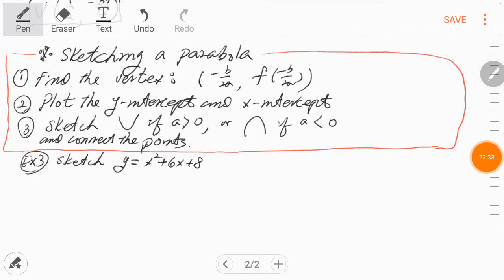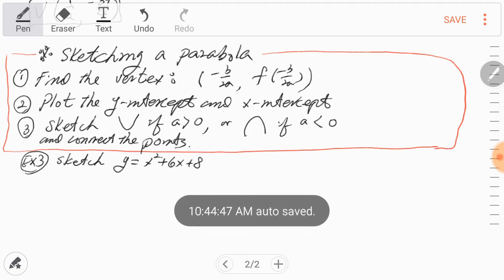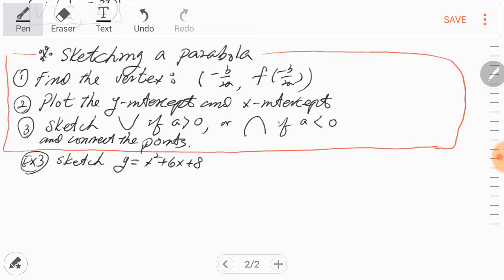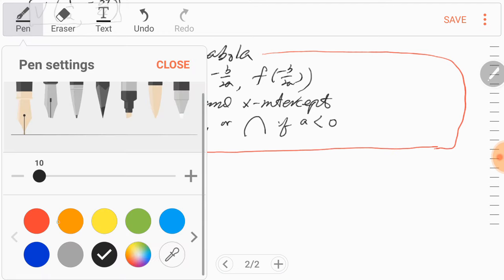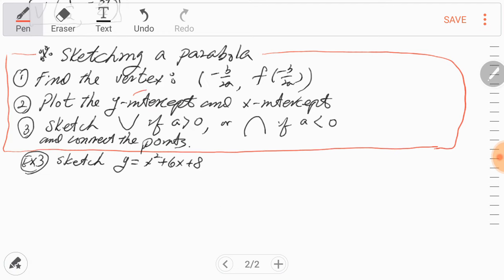Okay, in this example, we will see how we can sketch a parabola, the graph of a quadratic equation. First we have to find the vertex. Using the vertex formula is better. And then once we find the vertex, we have to find the x-intercept and the y-intercept. The y-intercept is easy. We just set the x value to 0. How do you find the y-intercept? Set the x value to 0, then you get the y value. How about the x-intercept? Set the y value to 0, then you get the x values.